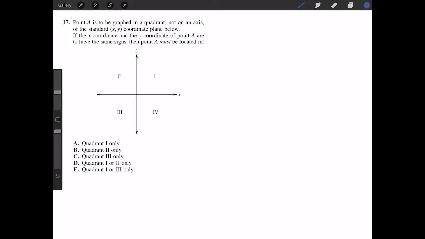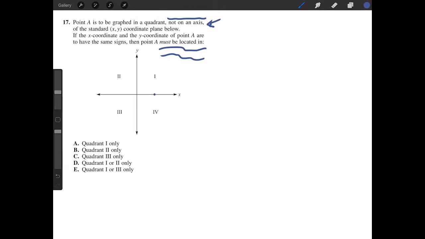For problem 17, it reads, point A is to be graphed in a quadrant, not on an axis, very important here, of the standard x, y coordinate plane below. If the x coordinate and the y coordinate of point A are to have the same signs, then point A must be located in. What's important here is to know that the point is not on an axis, because if it was on an axis, then you couldn't say that it's in one of the quadrants.